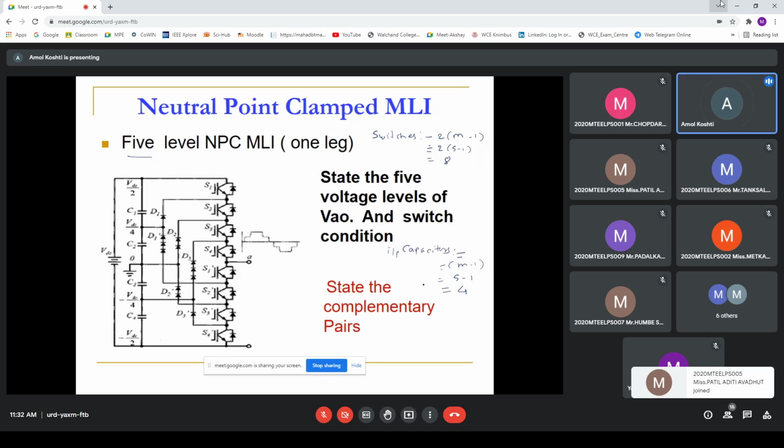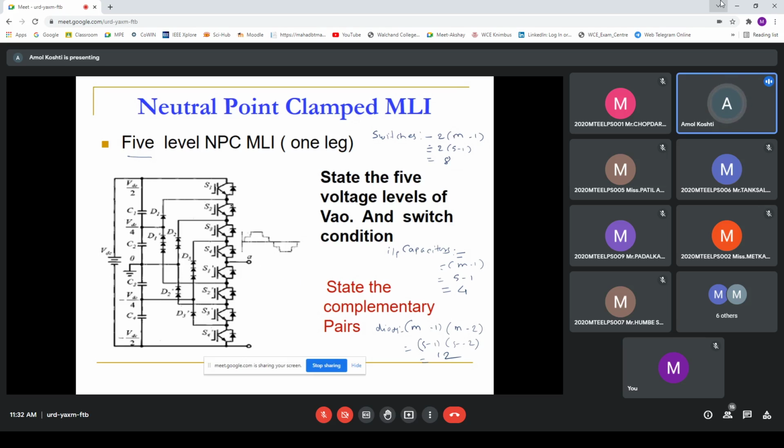Okay, then the clamping diodes. The formula is m minus 1 into m minus 2 diodes. So just see, 5 minus 1 into 5 minus 2, 4 into 3, 12. So if you count, there will be 12 diodes. Okay, so in this way we construct this.